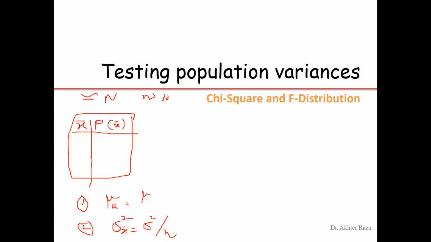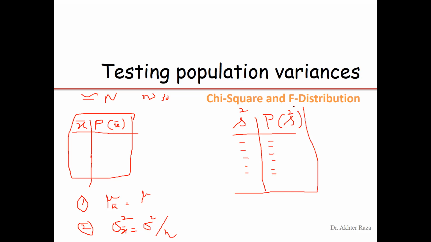Instead of computing the mean of each sample, if we calculate the variances of each sample, suppose the variance is a variable and we have the probability of variance, then all values of the sample variances which are unique, I should write down here, and their probabilities are to be recorded in the next column. This is called the sampling distribution of sample variances.